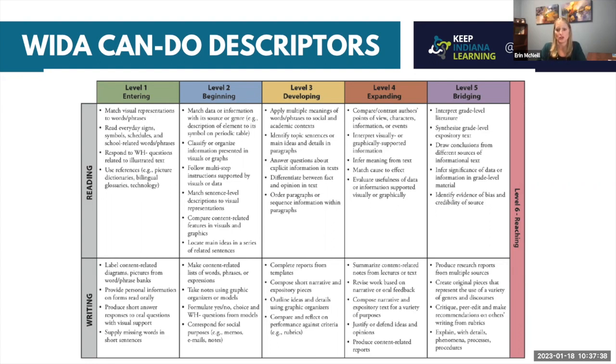Can-do descriptors are meant to help guide the planning and conversation around meaningful participation of language learners in course content, instruction, and assessment. So these descriptors are labeled for reading, writing, speaking, and listening. And they tell you at each level, level 1 is entering, level 5 is bridging, what students should be able to do with those skills.